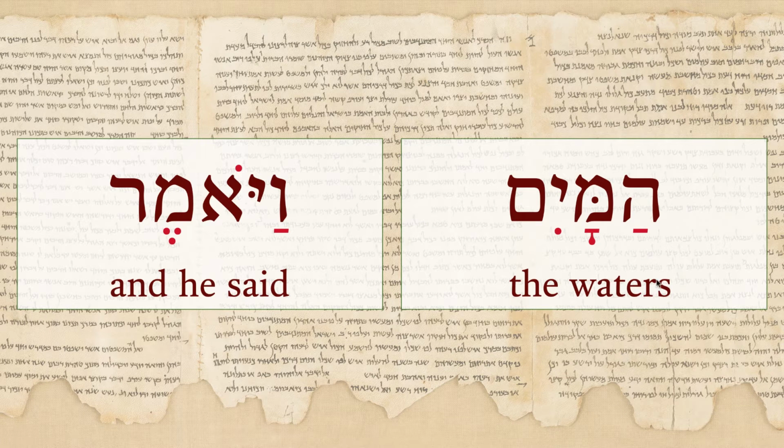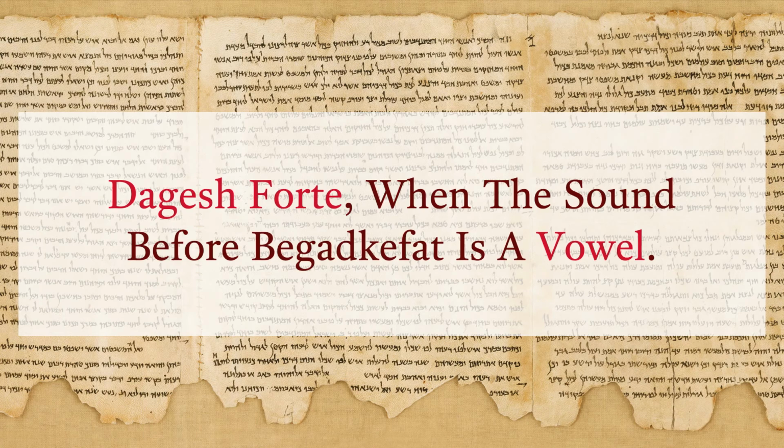A couple more examples. Hammayim means waters, the waters. The ha sound is there, that's the article. Vayomer, and he said. It's not Vayomer, it is Vayyomer. So on the ya sound, there's a doubling of the letter. Vayyomer. Hammayim.